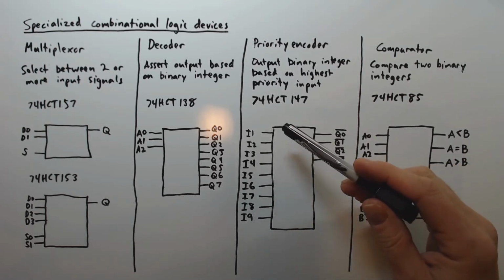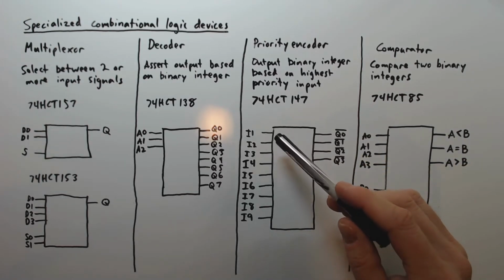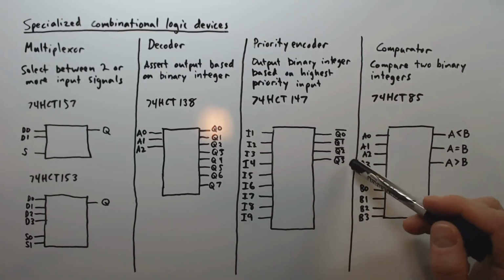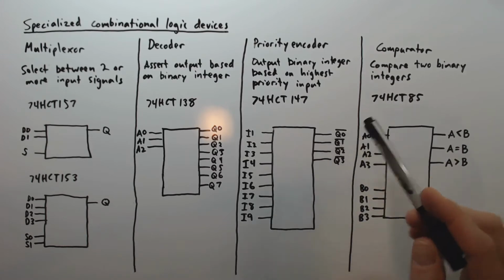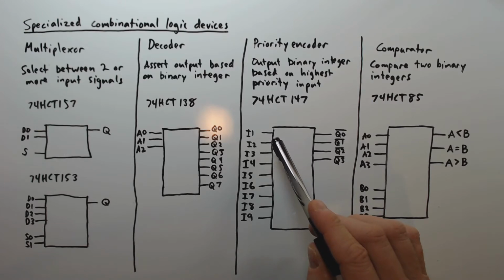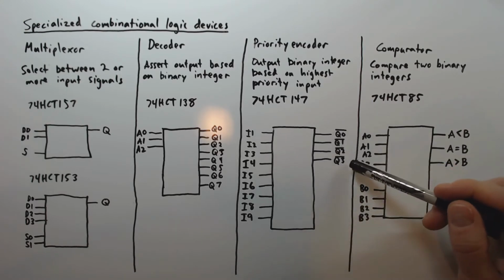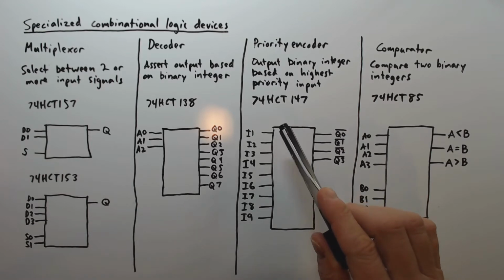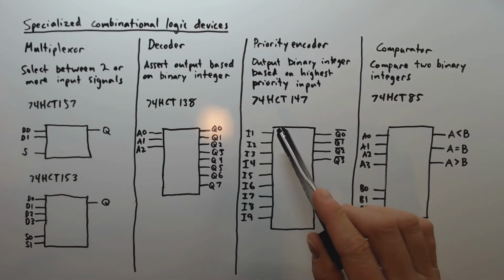But it's done in a prioritized fashion. So for example, if only the I1 input is asserted, then we'll get the binary representation of 1 here. But for example, if input 1 and input 2 are asserted, then we will get the binary representation of 2, because the 2 input takes priority over the 1 input.